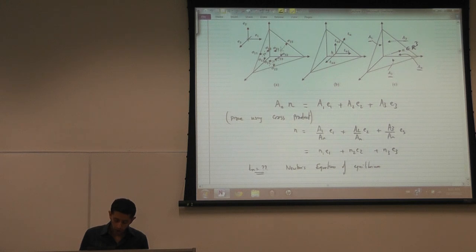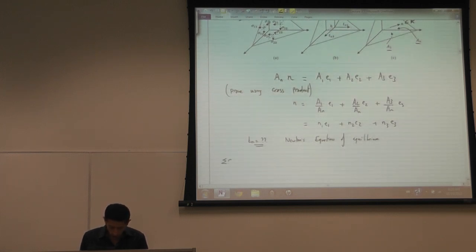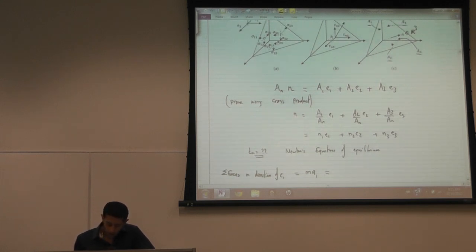Equation of equilibrium: let's sum the forces in the direction of E1. The sum of forces in the direction of E1 is equal to the mass multiplied by the acceleration in the direction E1. The sum of forces in E1 is equal to the following.